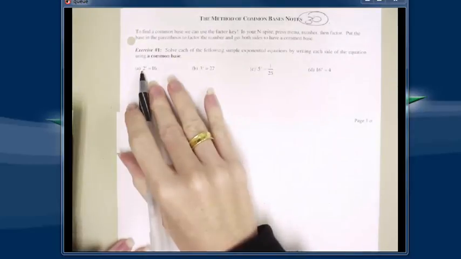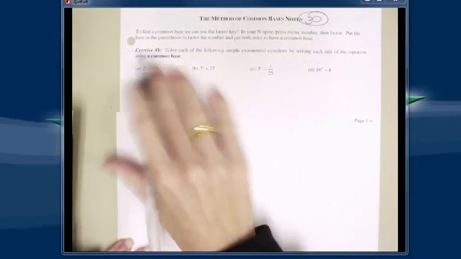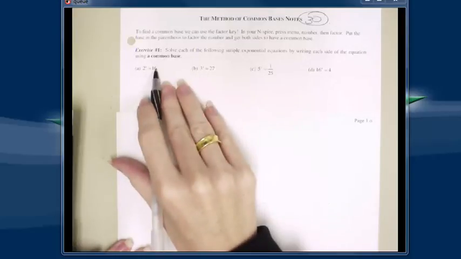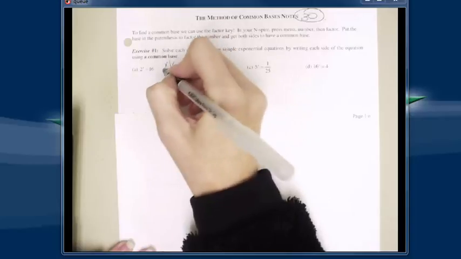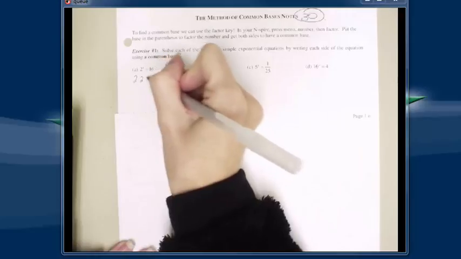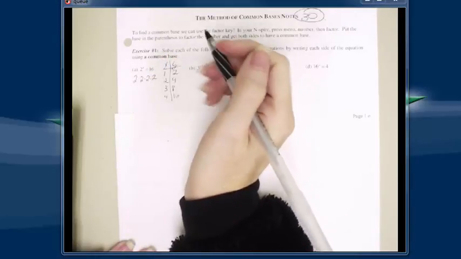So, common bases. We're going to look at what power of x would make 16. Well, 2 to the first is 2. I'll make a quick table. If I plug in 1, I get out 2. If I plug in 2, I will get out 4. If I plug in 3, I will get out 8. If I plug in 4, I get 16. And I can see that 2 times 2 times 2 times 2 makes 16.